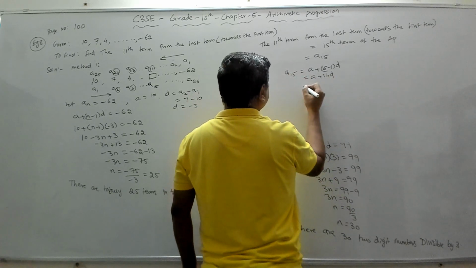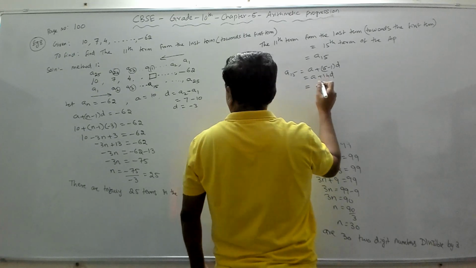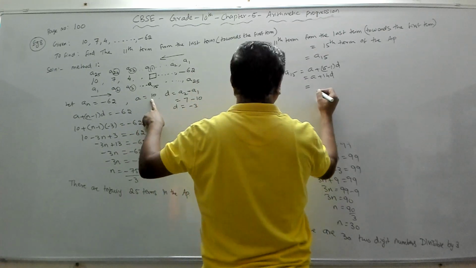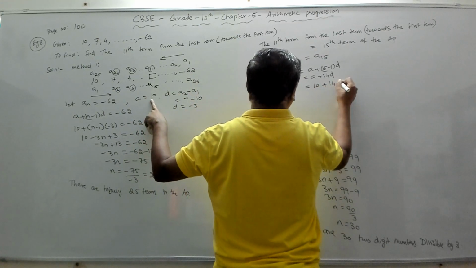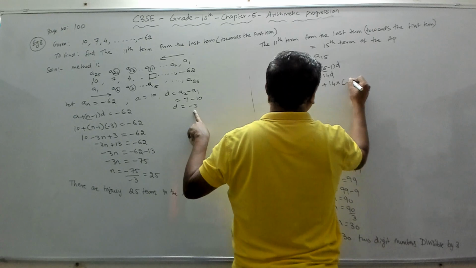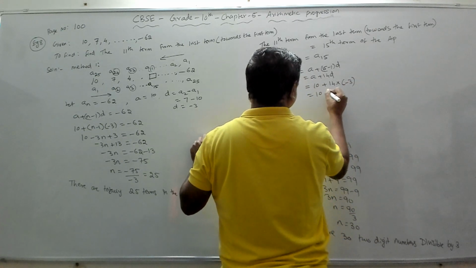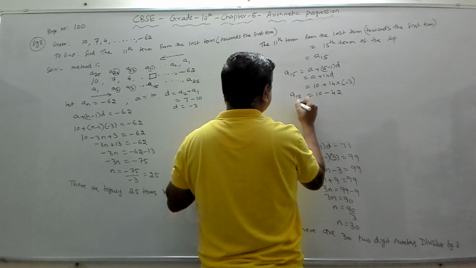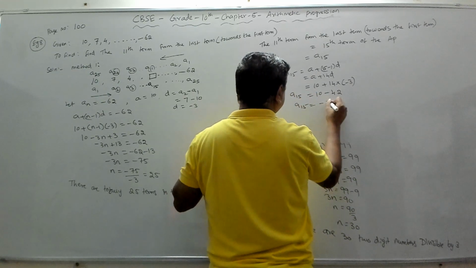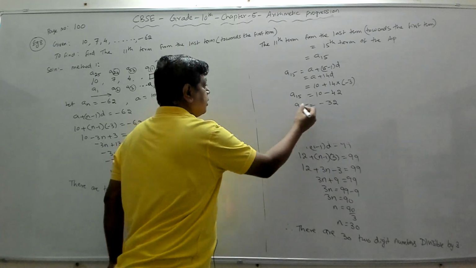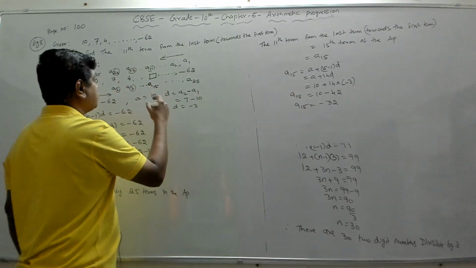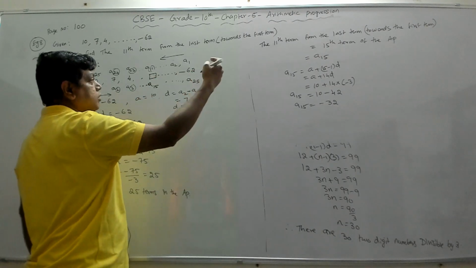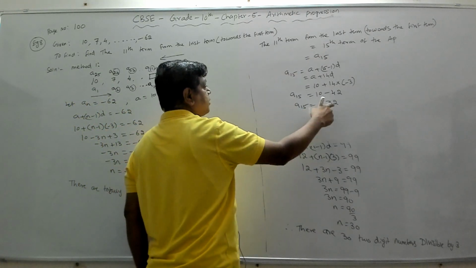So A15 is A plus 14D, which is equal to A. A is what? The first term is 10. That is your A: 10. 10 plus 14 into D. D is what? Minus 3. So that is 10 minus 14 times 3, which is 42. So your A15 is minus 32. So the 11th term from the last term is minus 32.